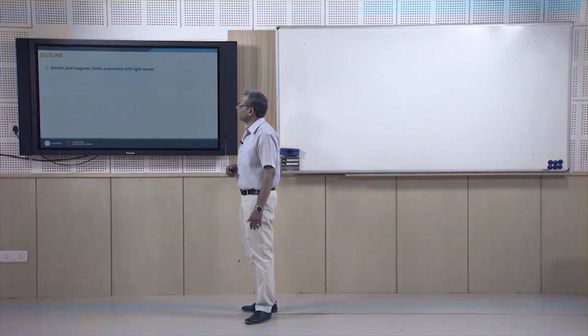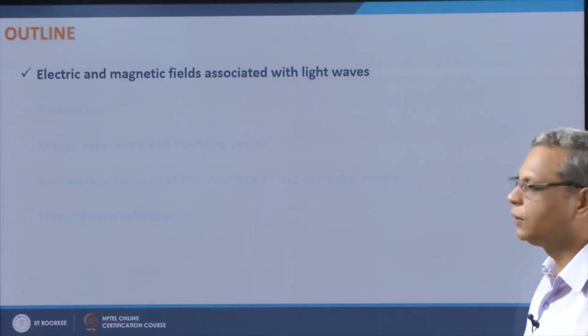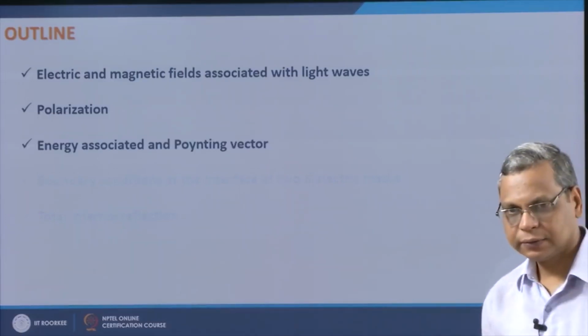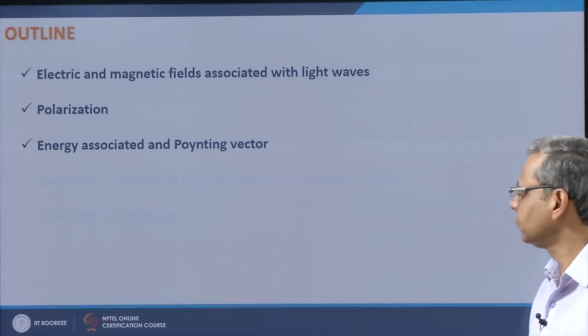The outline of the lecture is, we would again look into electric and magnetic fields associated with light waves. What is polarization? What is the energy associated with these waves? And we will define a vector called Poynting vector for this.